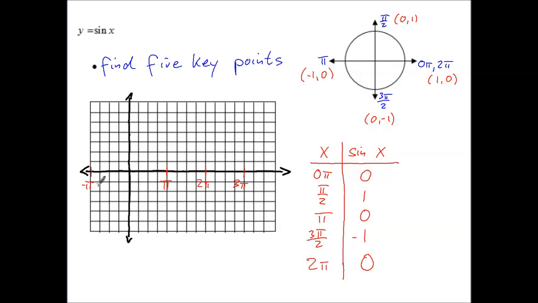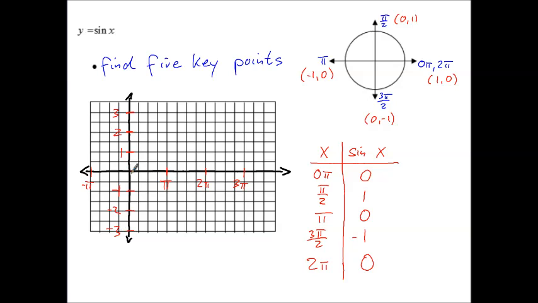To go up and down the y-axis, we're going to use 2 boxes for each unit. So up 2 is 1. Up another 2 is 2. Up another 2 is 3. And down the same thing, negative 1, negative 2, and negative 3. And now we're finally ready to plot our points.